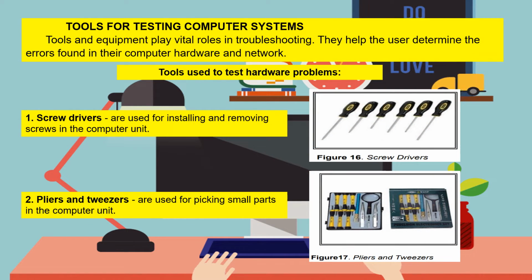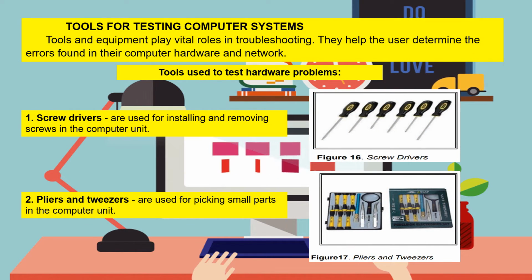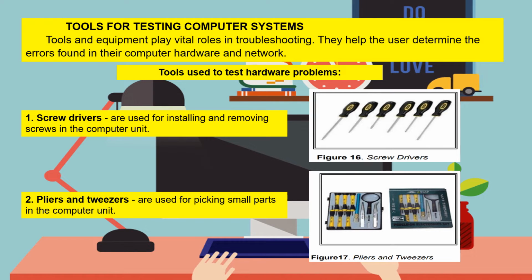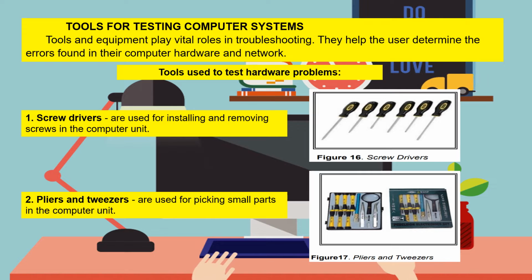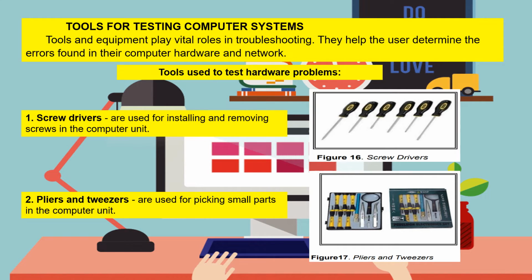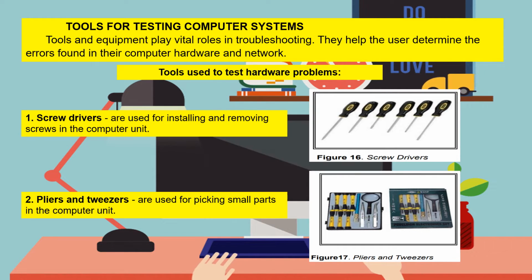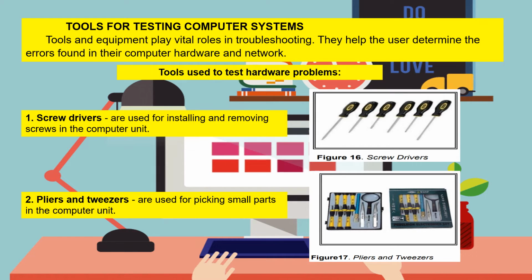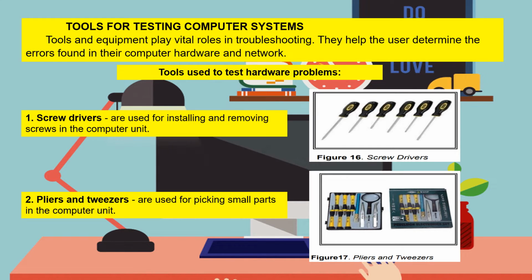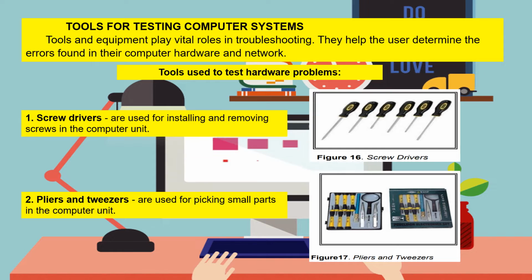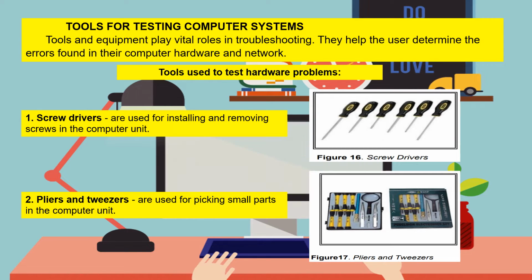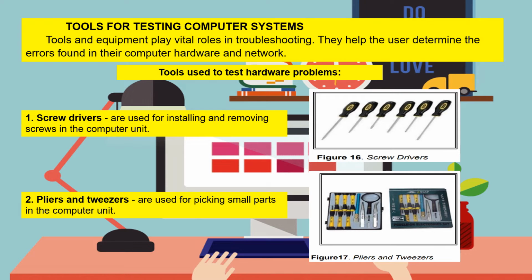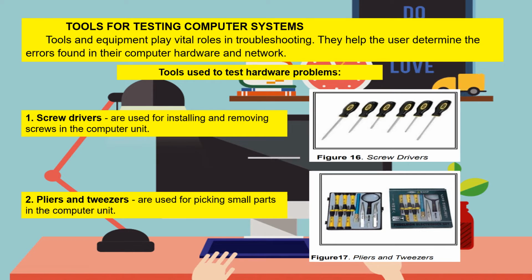Tools for testing computer systems. Tools and equipment play a vital role in troubleshooting. They help the user determine the errors found in their computer hardware and network. Tools used to test hardware problems. Number 1. Screwdrivers are used for installing and removing screws in the computer unit. Number 2. Pliers and tweezers are used for picking small parts in the computer unit.